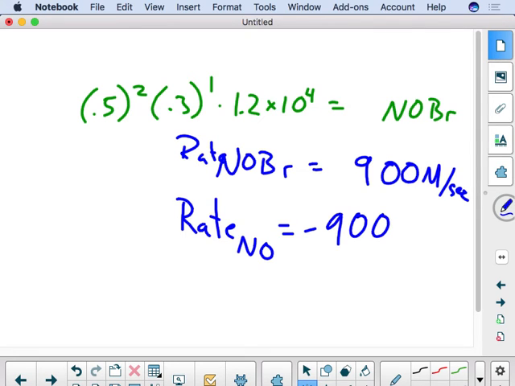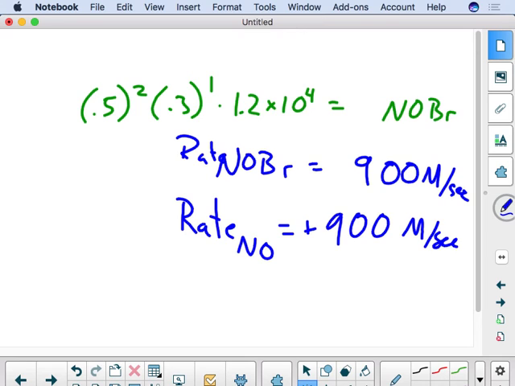Negative. Because that's going to be going away. Rates are always positive, so that one is going to be decreasing at 900 molar per second. There's an implied sense that it's going to be going down. Sometimes they'll ask you for it, sometimes they won't. Even though they say the rate of consumption versus formation, maybe that's okay because they say consumption. Maybe we don't need it. Maybe I'm being picky there.